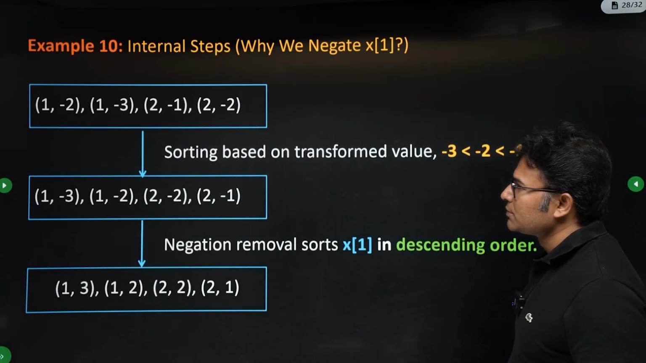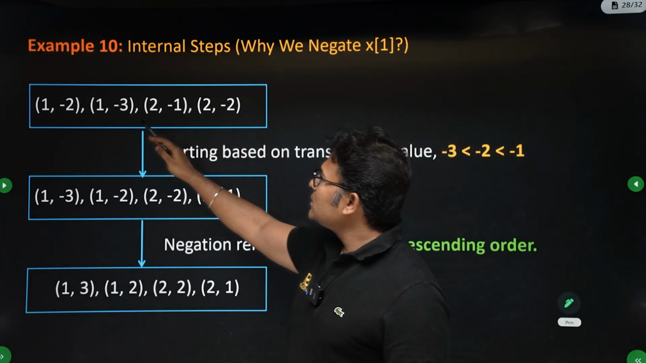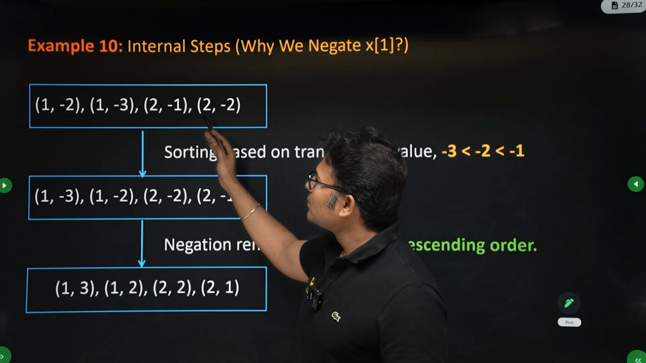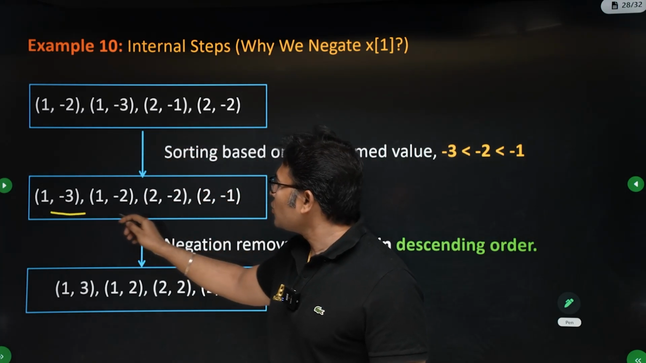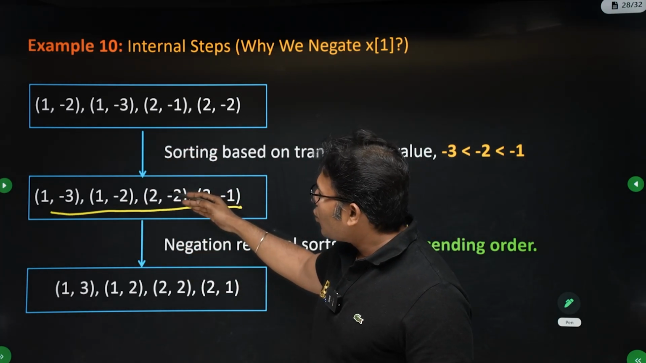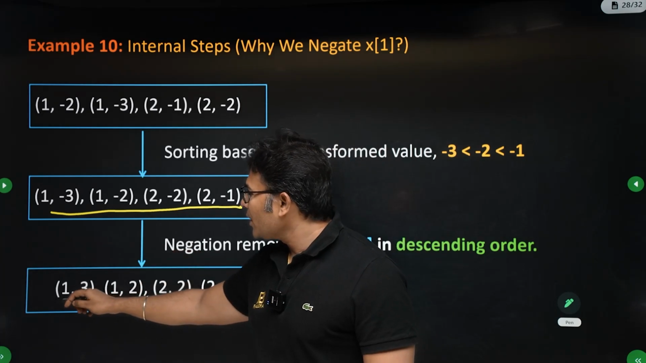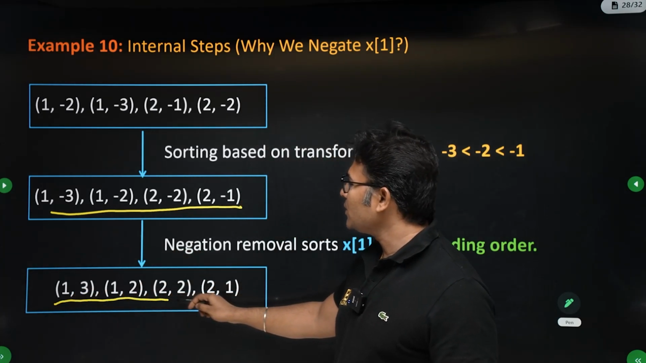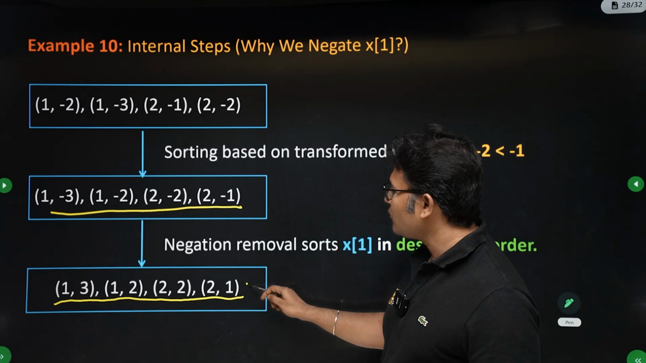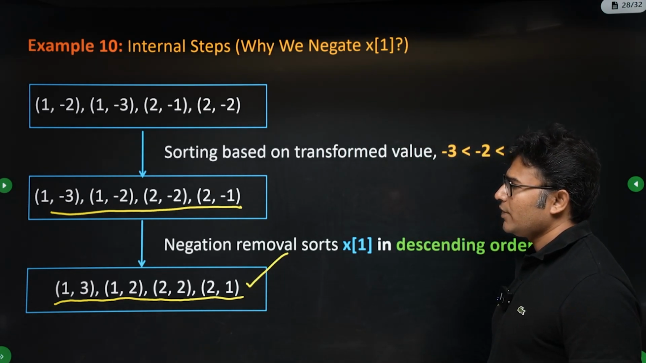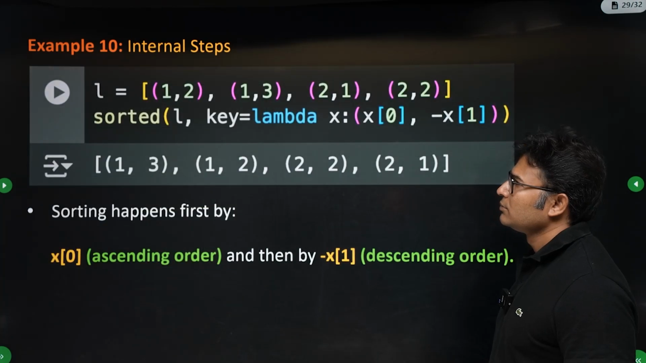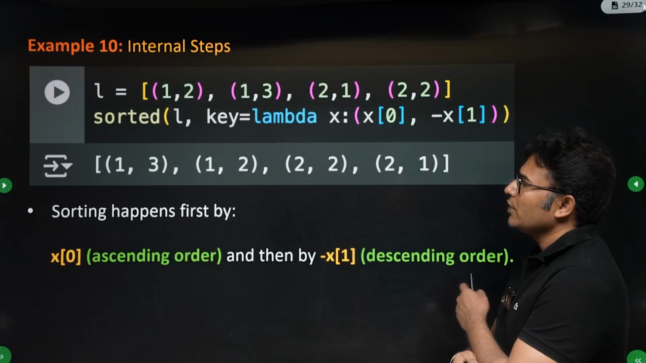Now you can see this. So this is the transformed values. Now when the transformed values are sorted, this is how they are sorted. Now when the original values are rearranged, they are rearranged like this: 1 comma 3, 1 comma 2, 2 comma 2. So this is the final list of tuples. Okay. That is what we got.